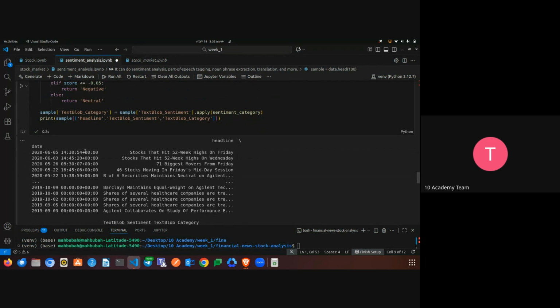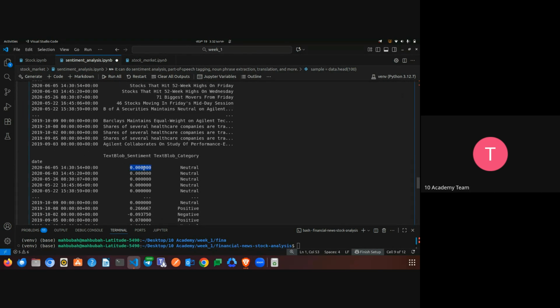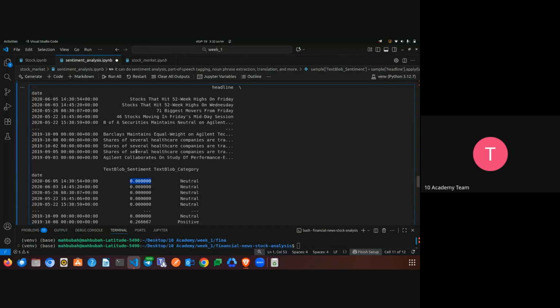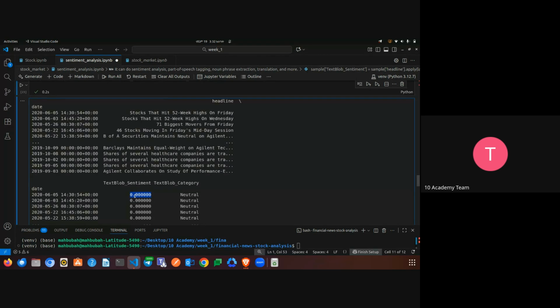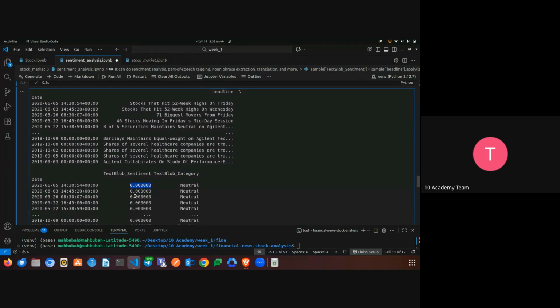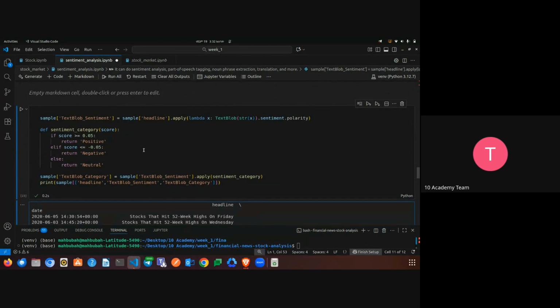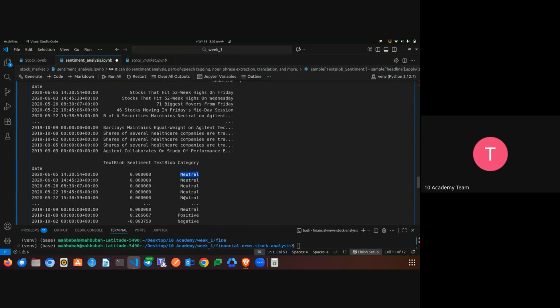What I'm getting here is, you can see this TextBlob sentiment shows numerical data. Here you see the headlines, and we computed the polarity from the headlines. This is the sentiment polarity, which gives us a numerical value. I have converted that with the function sentiment category into human readable text: positive if it's above the threshold, negative if it's below the negative threshold, and if it's in between, or 0, it will be neutral.